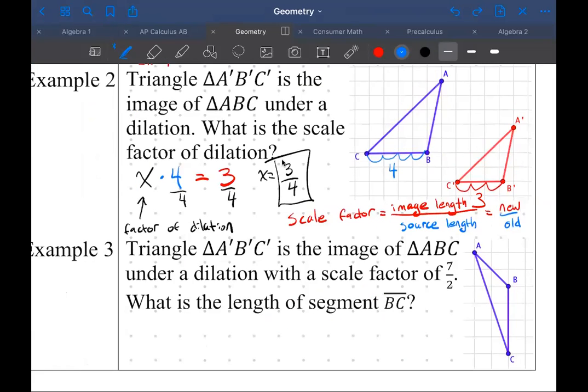All right, so example 3, triangle A prime, B prime, C prime is the image of a triangle ABC. Notice that they gave us triangle ABC. They did not give us triangle A prime, B prime, C prime, so we don't know where that is. And triangle A prime, B prime, C prime is the result of a dilation with a scale factor of 7/2. So giving you some fractions now, see how well you can handle it. My question for you is, what is the length of the segment BC?